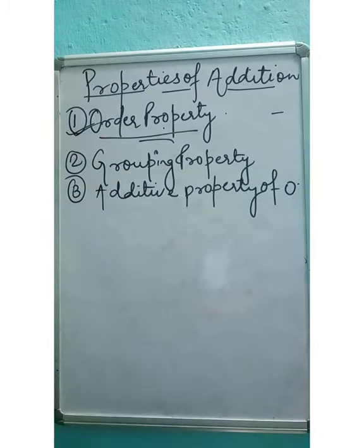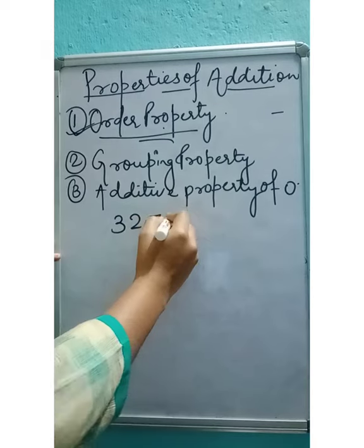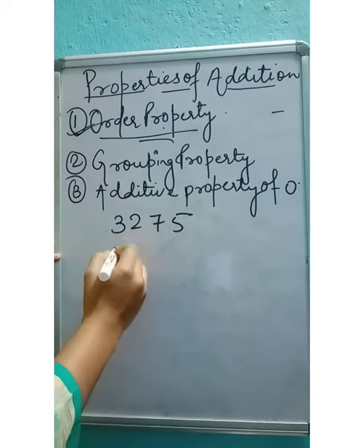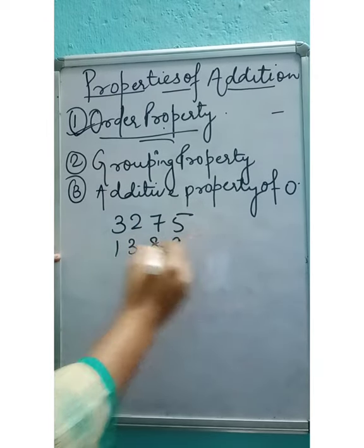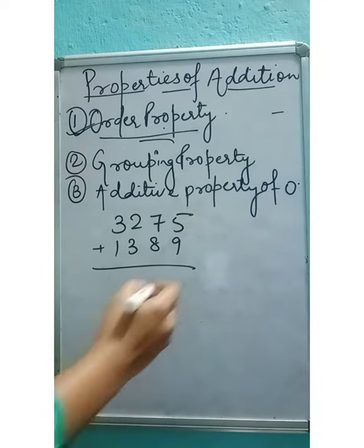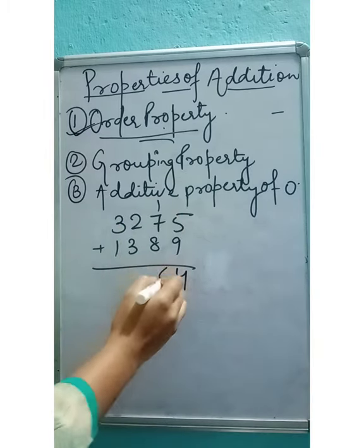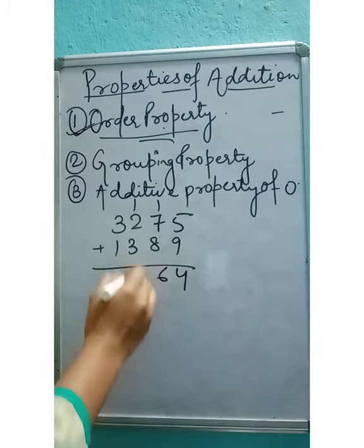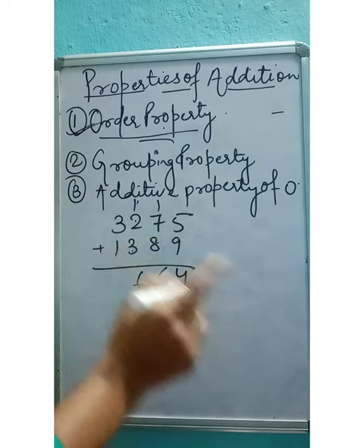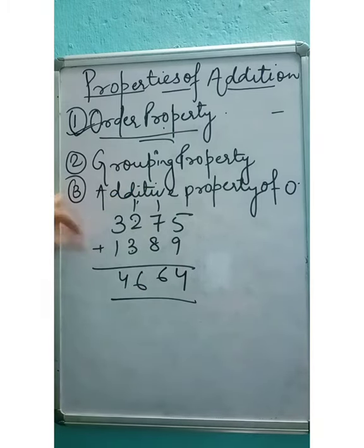So come to 4-digit numbers, and I'm giving you an example. In your book, it is given 3275 plus 1389. Now add it. 9 plus 5 is equal to 14. 1 carry. 8 plus 7, 15, plus 1, 16. 1 carry. 3 plus 2, 5. 5 plus 1, 6. So 3, 1, 4. Now, I am changing the order of addends, okay?